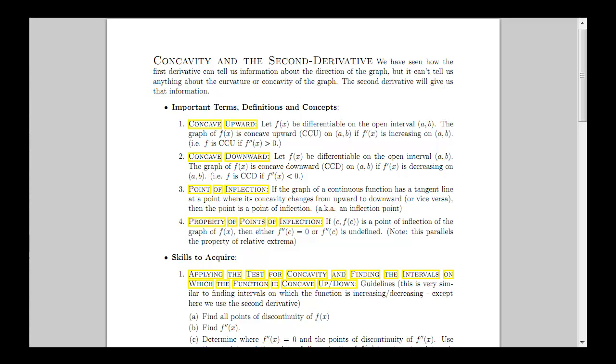So let's talk about the test for concavity. It's very similar to the test for increasing and decreasing. You're going to first find all points of discontinuity. Then you're going to find the second derivative. So this time we're focusing on the second derivative. I'm going to determine where the second derivative is 0 and where the second derivative is undefined. And as long as those aren't points of discontinuity, those are going to be our candidates for our points of inflection. We're going to use those values to create our test intervals in our chart, just like we did with the first derivative, and then apply our definitions of concave up and concave down.